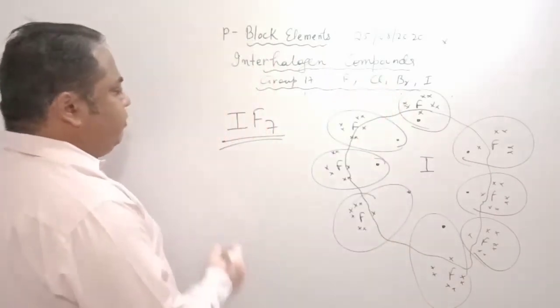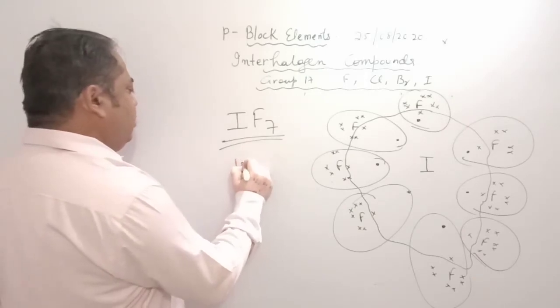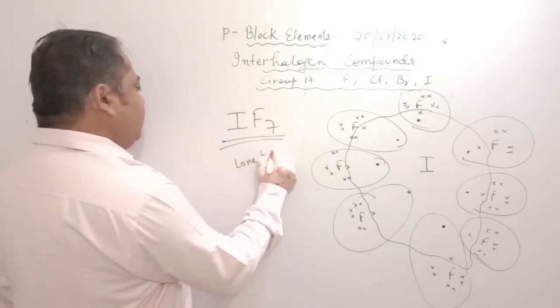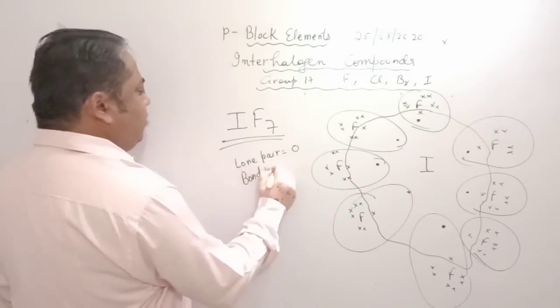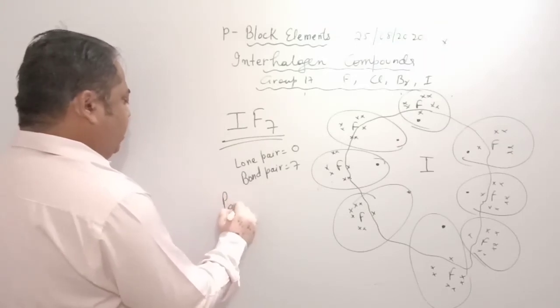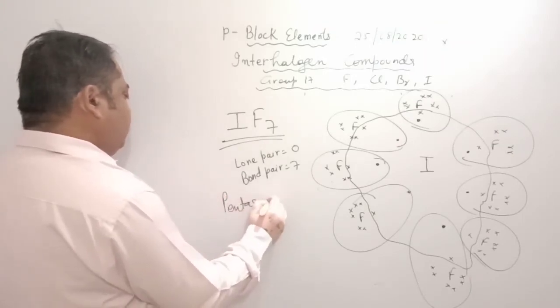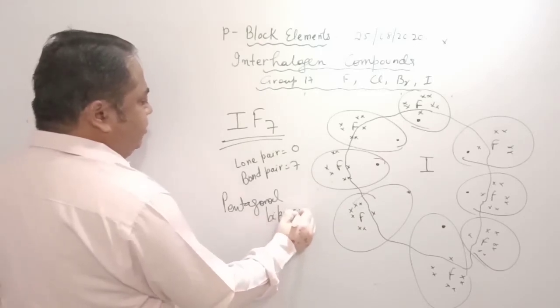So in this way, there will be no lone pair of electrons. Lone pair is equal to 0. Bond pair is equal to 7. So what will be the structure? Its structure will be pentagonal bipyramidal.